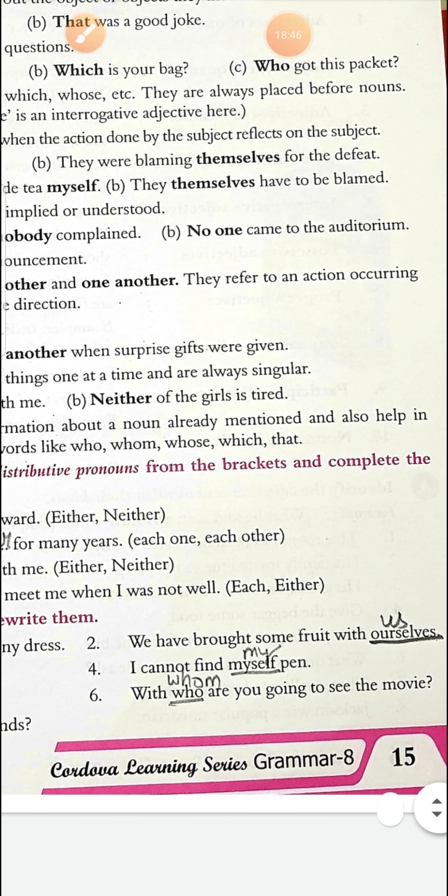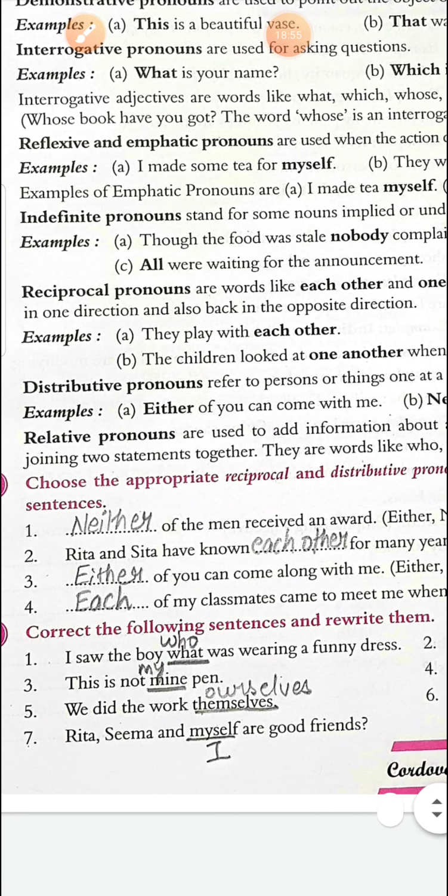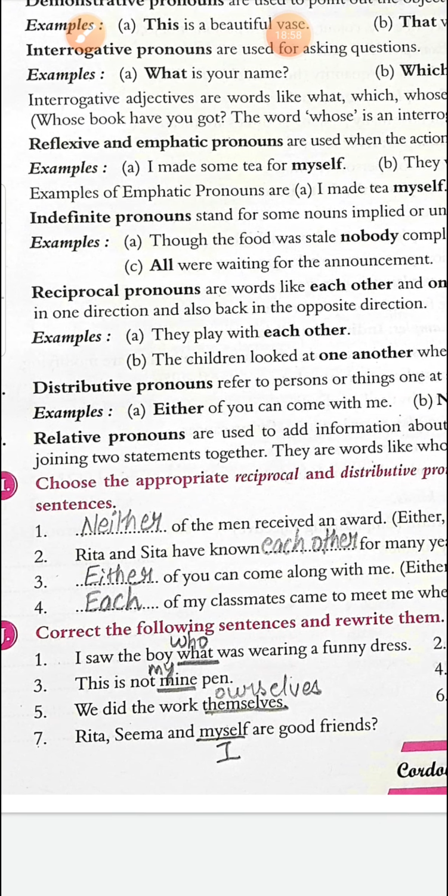Sixth, with who are you going to see the movie? It will be with whom are you going to see the movie? And this is an example of relative pronoun. Then Rita, Seema and myself are good friends. Myself will not be used here. What will be used? I. Rita, Seema and I are good friends. And I is an example of personal pronouns.